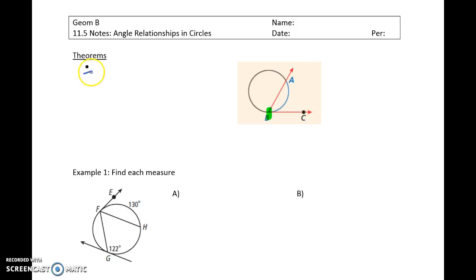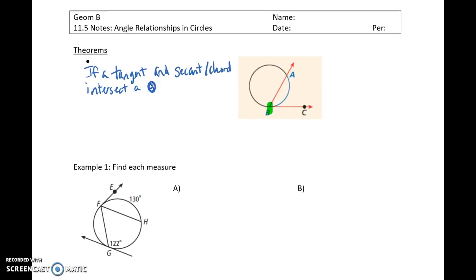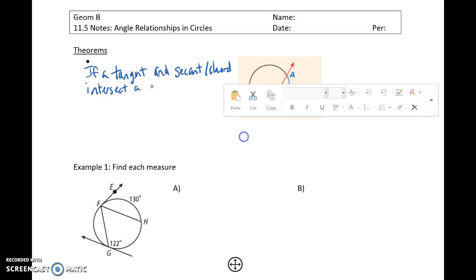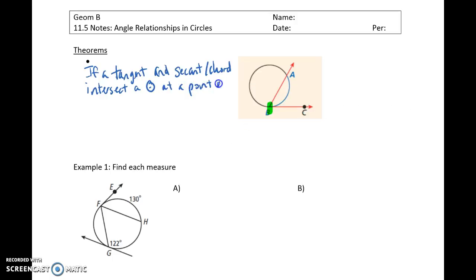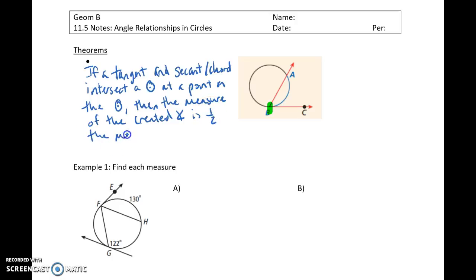So if a tangent and a secant, or a tangent and a chord, intersect a circle at a point on the circle, then the measure of the created angle is 1/2 the measure of the intercepted arc.